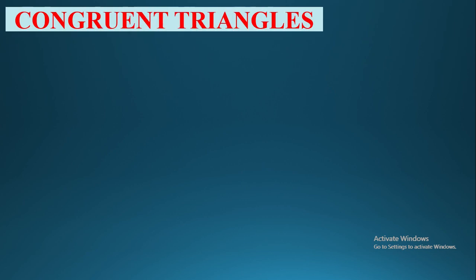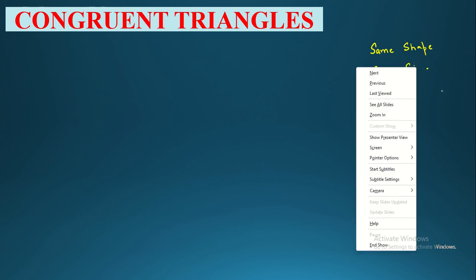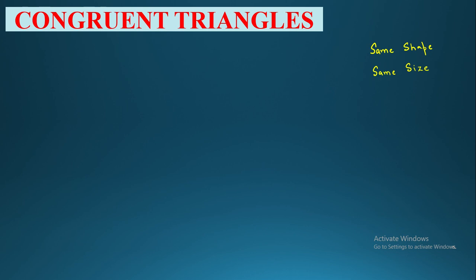Now our focus will be on our main topic, and that is congruent triangles. When can we say that two triangles are congruent? We already said that two figures are said to be congruent if they have same shape and if they have same size.